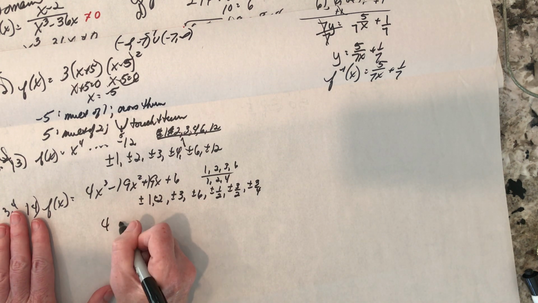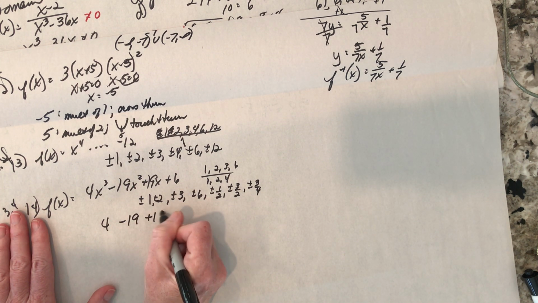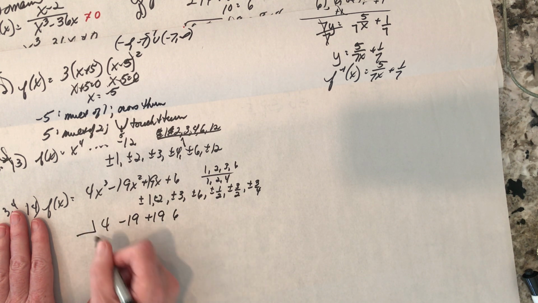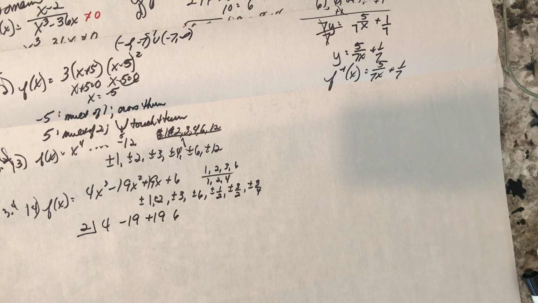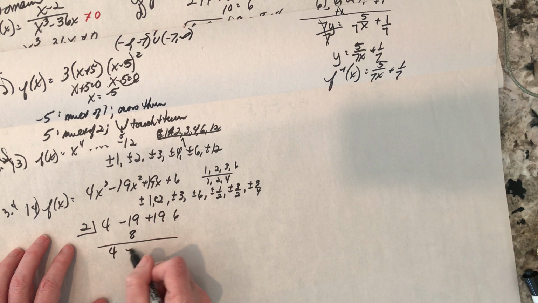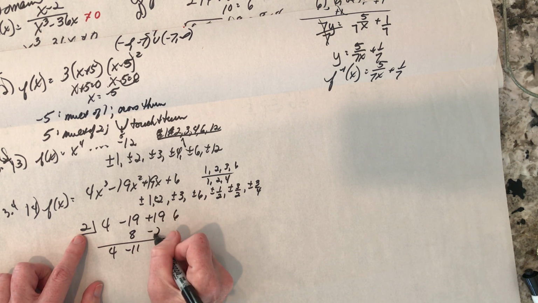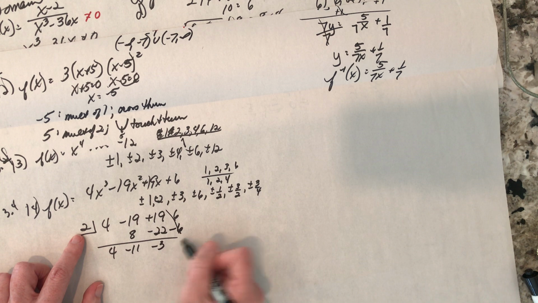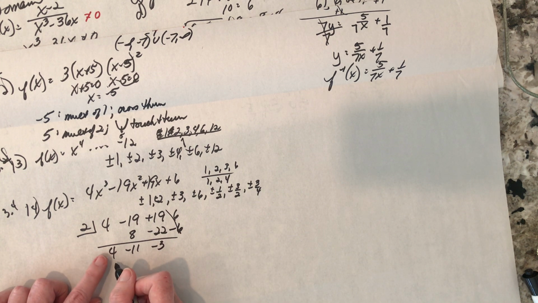So let's see, 4, negative 19, positive 19, and 6. I'm just kind of feeling it about 2. I'm not looking at my notes right now, so I don't know, but we'll see. 4 times 2 is 8. That gives us a negative 11. This is looking better. Negative 11 times 2 is negative 22. Add those together, you get negative 3. Multiply there, and we get a 0. That's cool. That means that this worked.